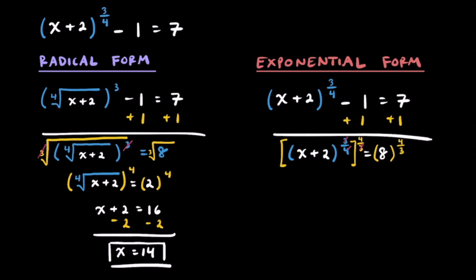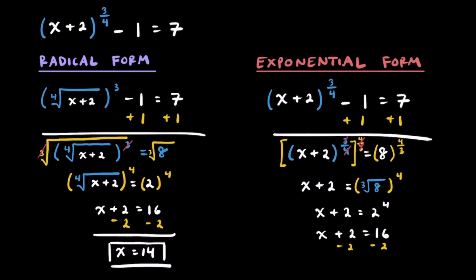Using the power to a power property, these exponents will cancel out to make 1, and we can write x plus 2 is equal to the cube root of 8 raised to the 4th power. 8 to the 1/3 power is the same thing as cube root of 8, which is 2, and 2 to the 4th power is equal to 16, so we can write x plus 2 is equal to 16. Subtracting both sides by 2, we get x is equal to 14 again.